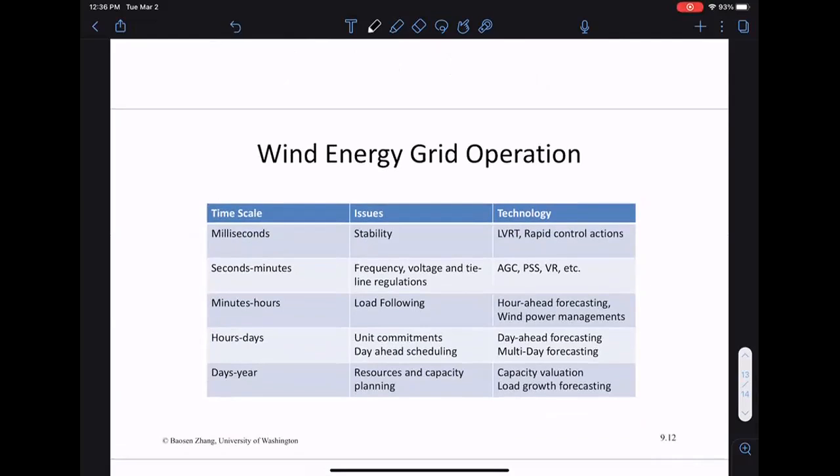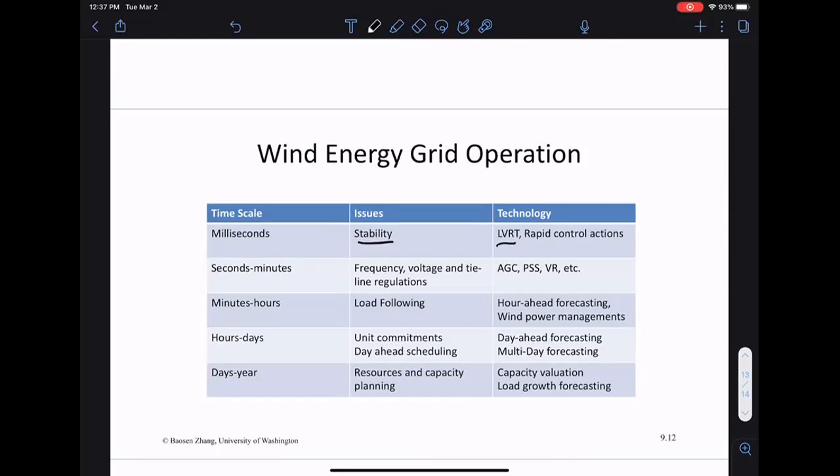If you look at the time scale of milliseconds, then really the issue is stability, right? Is your wind turbine stable? You want nothing to blow up in a few milliseconds. So for milliseconds, we care about stability. And this is what we'll talk about for the first half of today's class, as low voltage ride-through. Can you survive and can you stay connected to the grid for a few milliseconds?